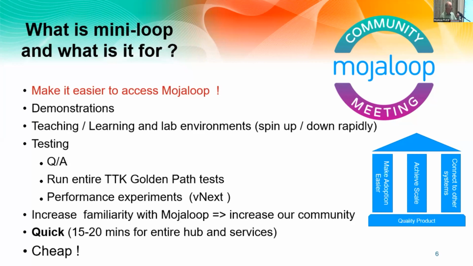So we can prove out a couple of the pillars, which is the quality of the transactions and the throughput. And it's quick, 15 to 20 minutes. I've also said it's very cheap. You don't need lots and lots of instances and lots of cloud time, or lots and lots of compute to actually try out Mojaloop.